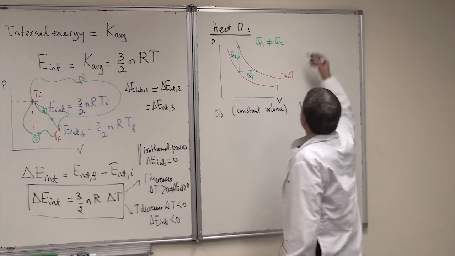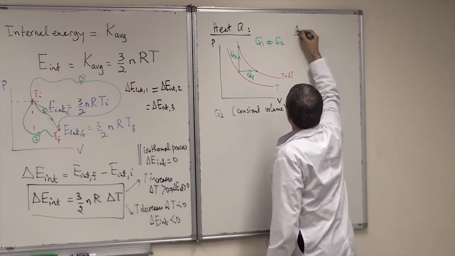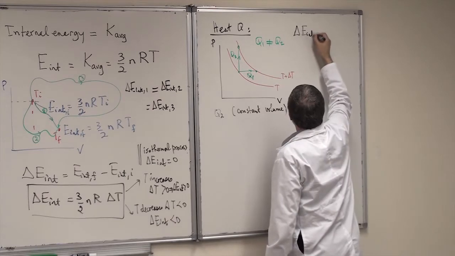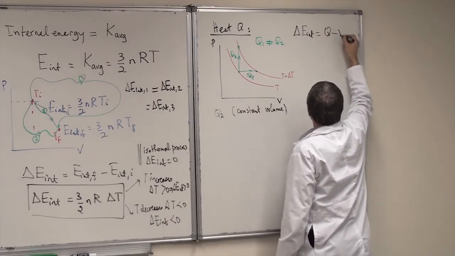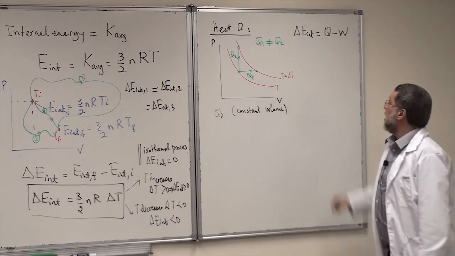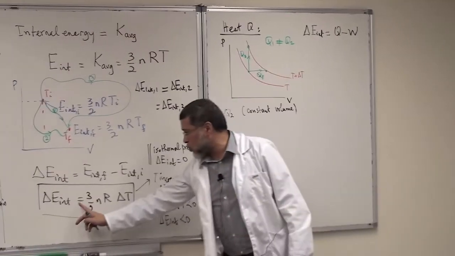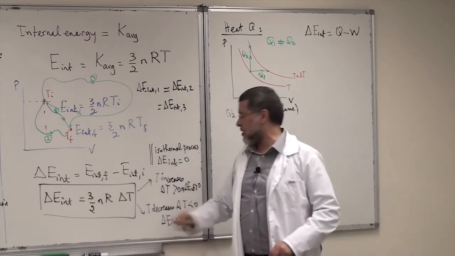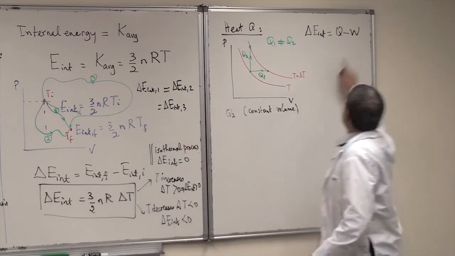Of course, I'm going to go to the most important equation, which is delta E internal equal to Q minus W. I'm going to use this equation here, and remember that the internal energy change can also be expressed like this. Now we have two equations for the delta E internal. We have this one here, and we have this one here.